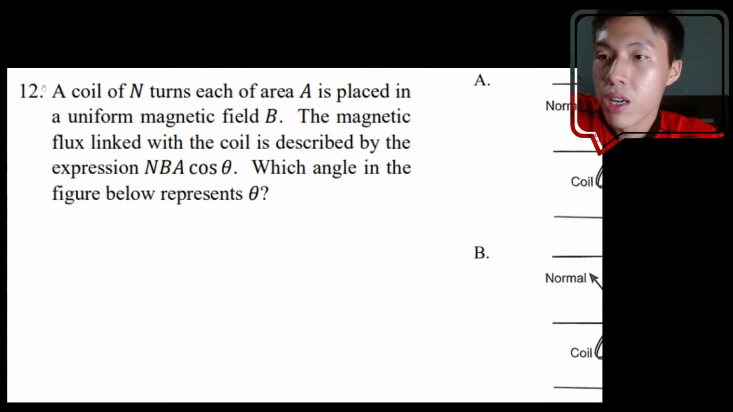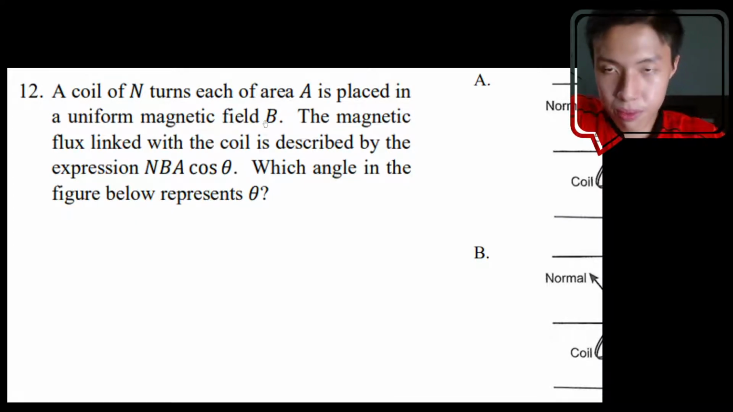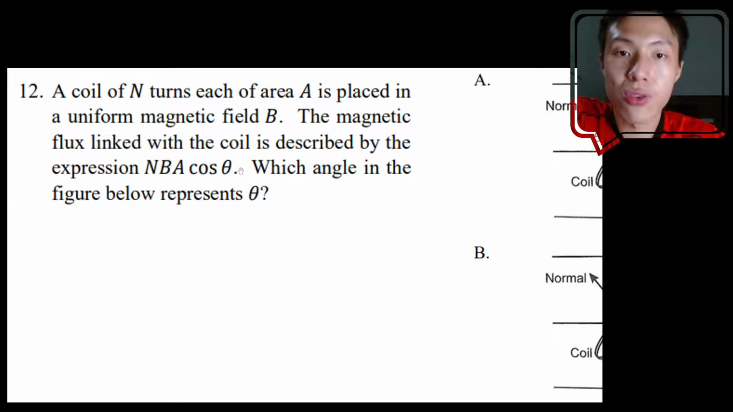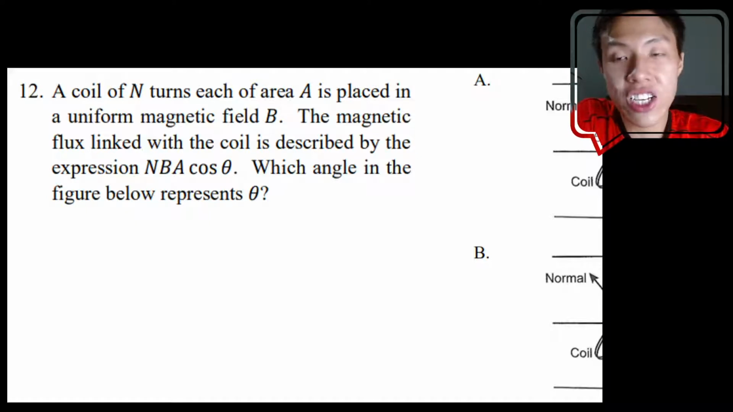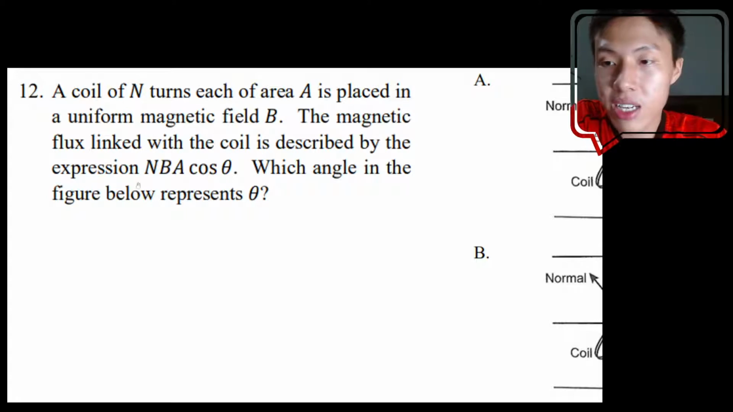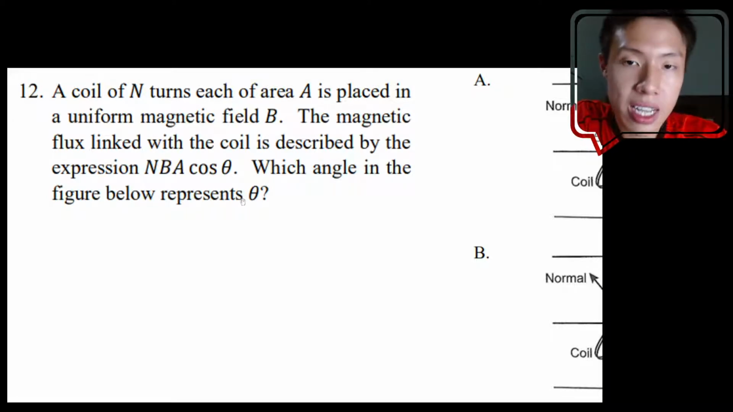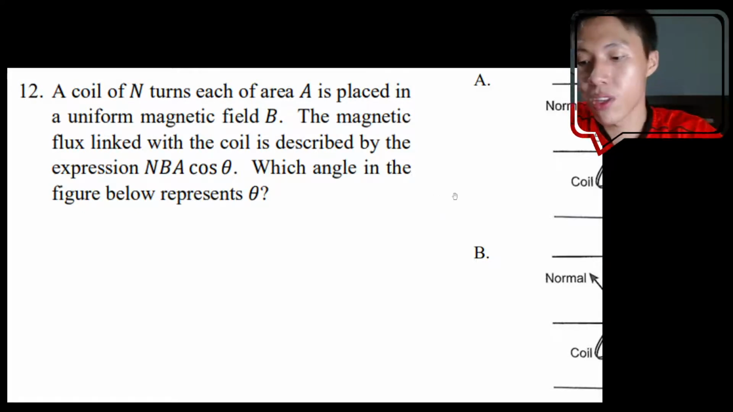Question 12. A coil of n turns, each of area A, is placed in the uniform magnetic field B. Okay, the magnetic flux linkage with the coil is described by the expression nBA cos theta. So this one is magnetic flux linkage. So which angle in the figure below represents theta? Okay, so we need to know what theta is first, only then can we see which diagram here makes sense. So let's try to think about it.